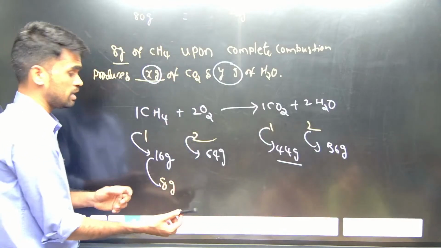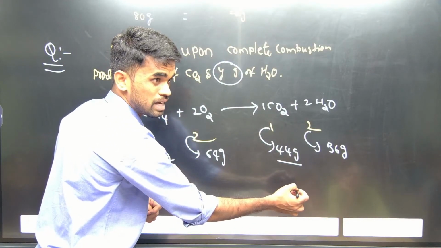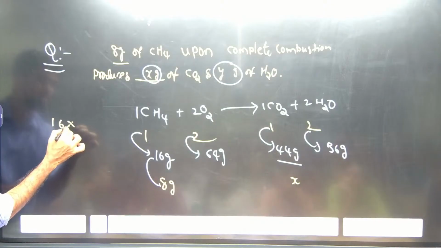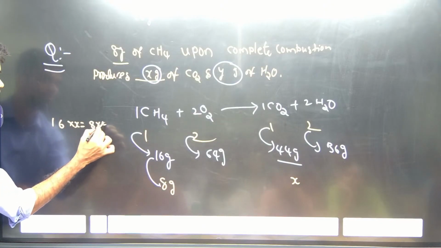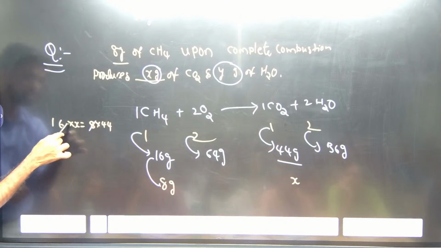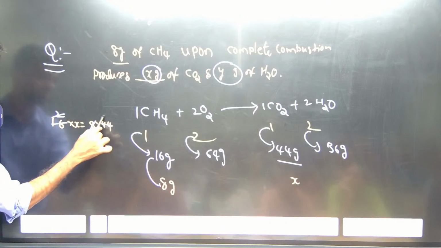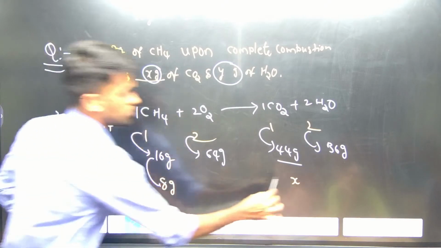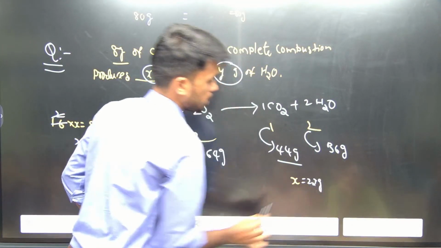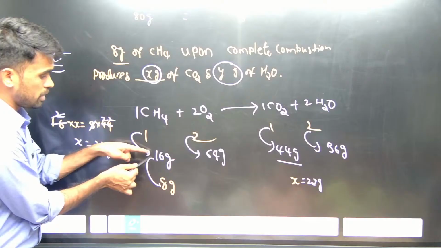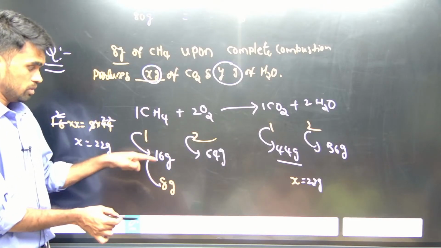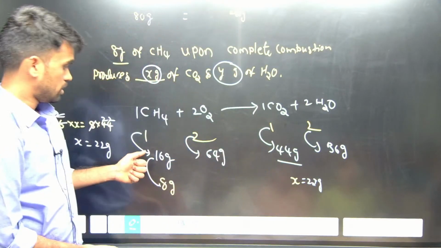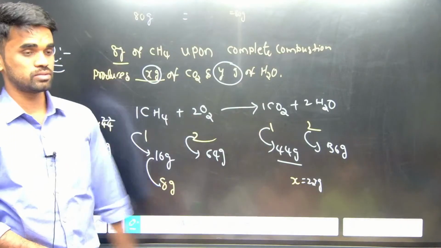Again, if you are unable to do that, just take it as x. That unitary method concept is there. So if you take this as x, you will get 16 into x equals 8 into 44. This will be 2 times, this will be 22 times. So x will be 22 grams. You can do it like this, 22 grams. You got what I am saying? Otherwise, from here to here, what is the change? You divided by 2. There also you divide this number by 2, so that is 22. Now tell me, 8 grams produces how many grams of water?